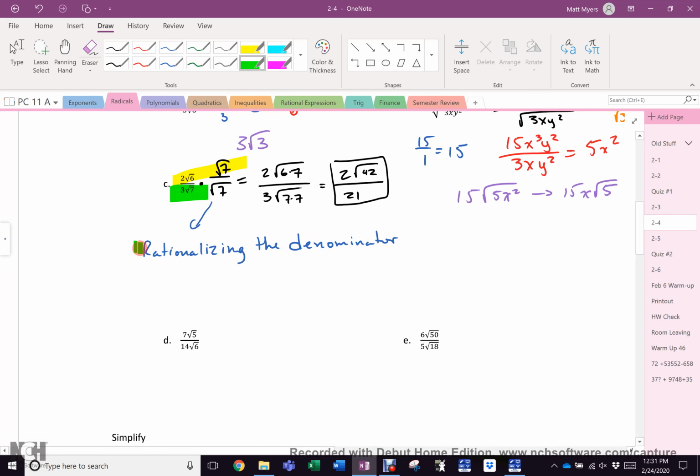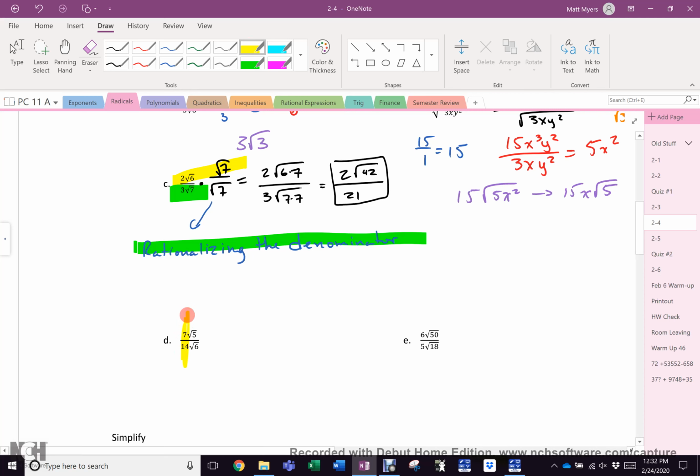I'm going to highlight it in green to keep the green color going. So let's look at D. Are we going to need to rationalize the denominator? We are indeed. But is there something we can do first? I can simplify right here, can't I?